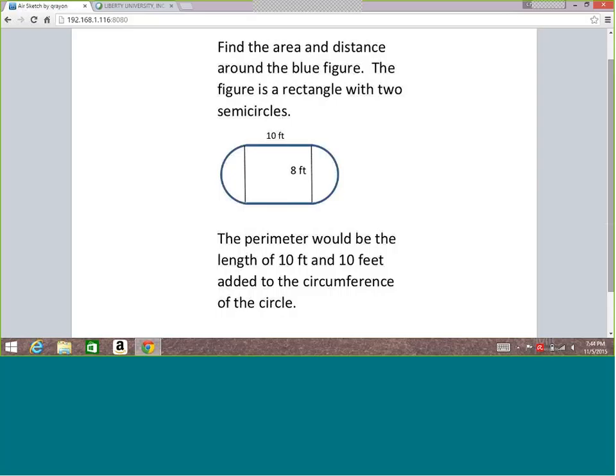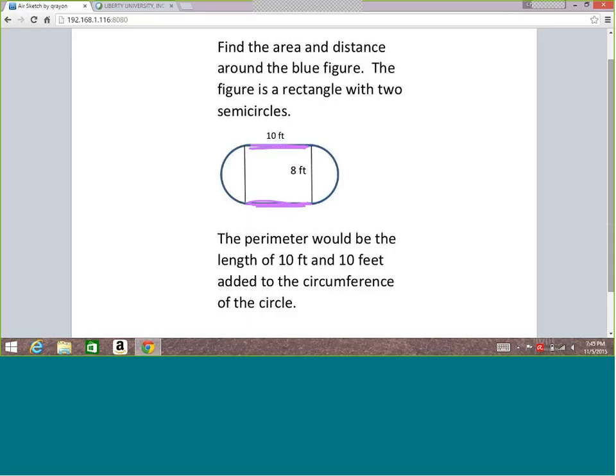Okay, let's take a look at another problem, the area and distance around the blue figure here. The figure is a rectangle with 2 semicircles. So you have a semicircle here and a semicircle here, and then on the inside it's a rectangle. So that's the situation. The perimeter of this blue figure would be the length of the 10 feet and the 10 feet. So you add those 10s together.